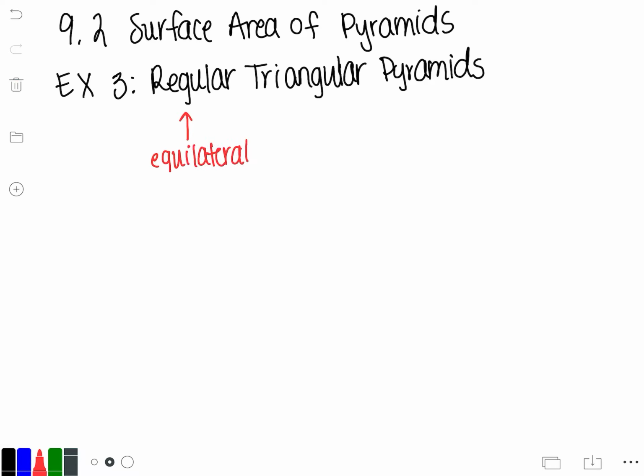Of course, they don't say that. They like to confuse you. So they say the word regular, but they mean an equilateral triangle. So you need to know that information to be able to find the area of the base and the area of the lateral faces of your triangle.